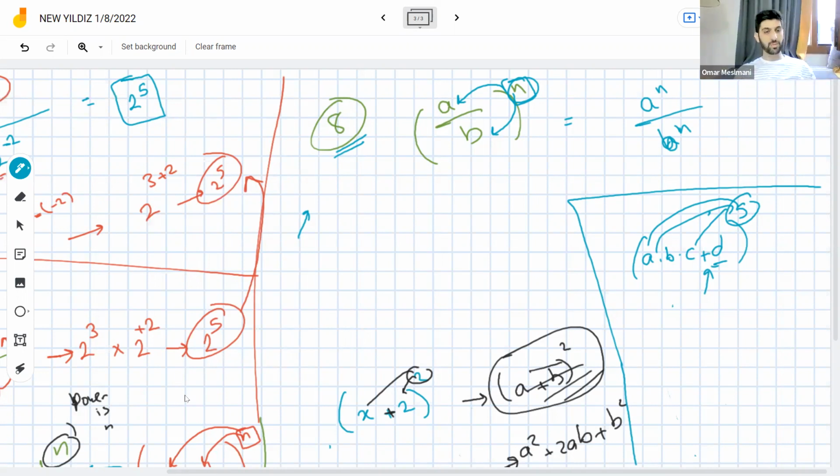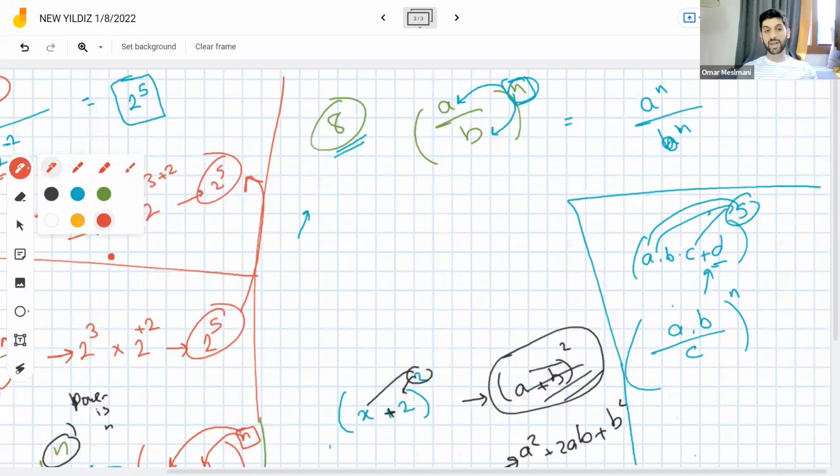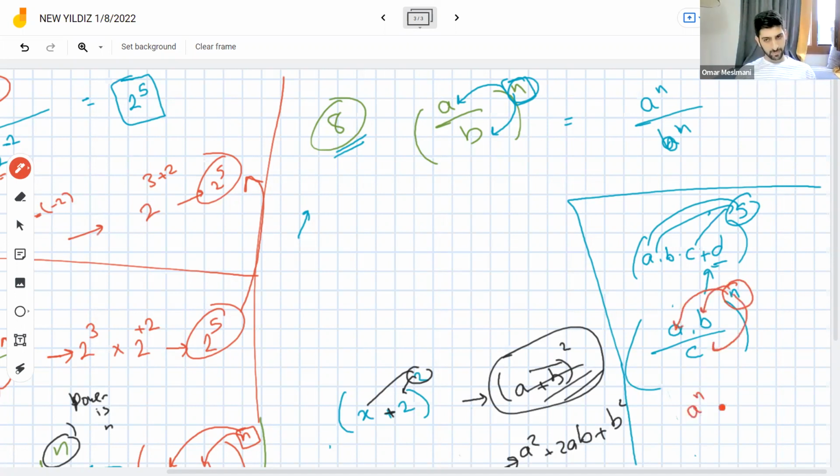I have A times B divided by C, and power n. Here you can, no problem. Why? Because I don't have an addition and I don't have a subtraction. So I can distribute the power to A, to B, and to C: A to the power n, B to the power n, C to the power n. Here it's okay. All right, guys. So until now, we did 8 rules.